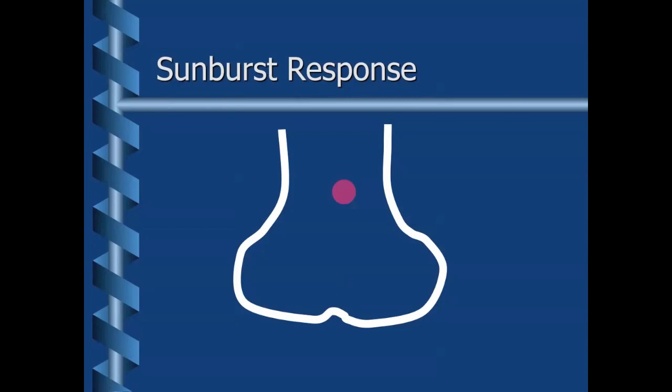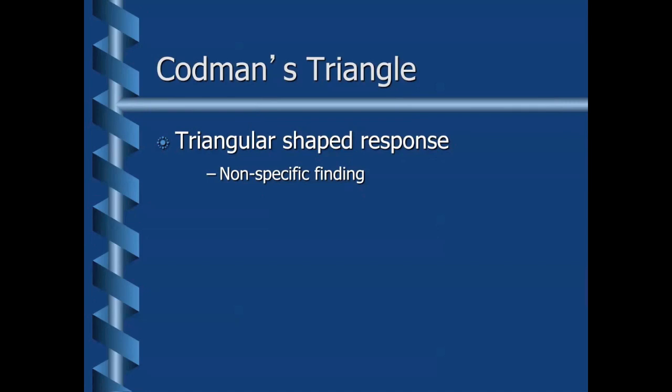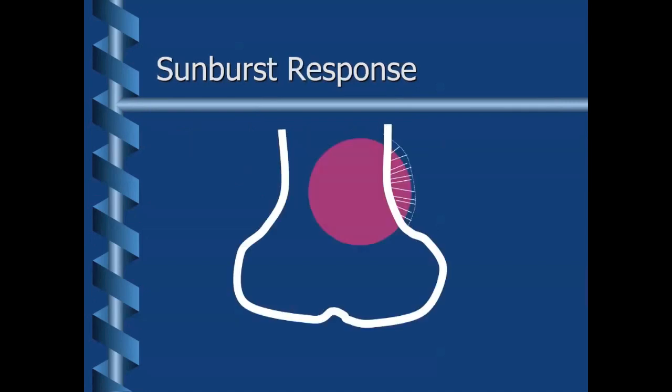So just diagrammatically, this is what a sunburst response might look like. The lesion sets up and starts to grow, and gets to a stage where it starts to irritate or affect the periosteum, and then you start to get these spicules forming in a sunburst fashion. I'm just going to go back one slide. So now we're getting this sunburst spiculated response here, and it's a sunburst response because it's in a radiating fashion.